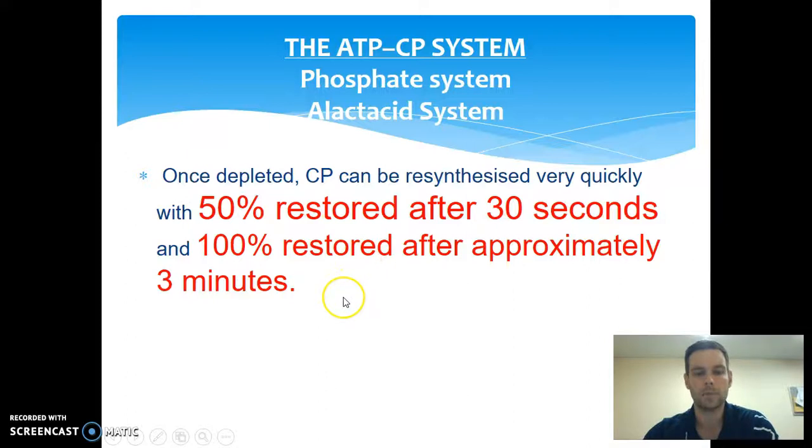So in terms of our performance for the next sprint, if we rest for 3 minutes, we're going to get pretty much close to how we performed in that first sprint. Now there are some other factors to take into consideration for why you might not reach that performance level, but technically speaking, we've got enough CP stores to use this system again at 100% intensity if we rest for 3 minutes.